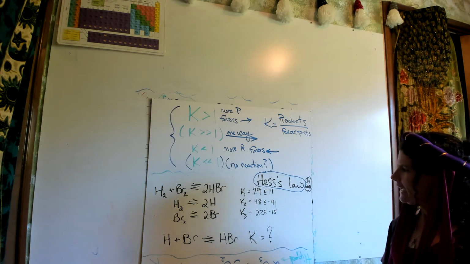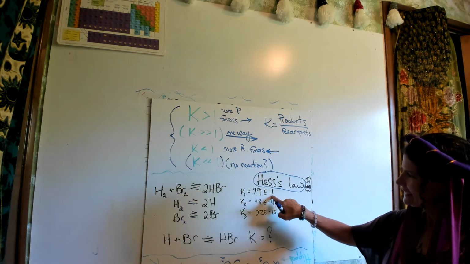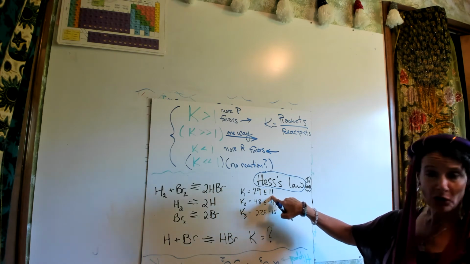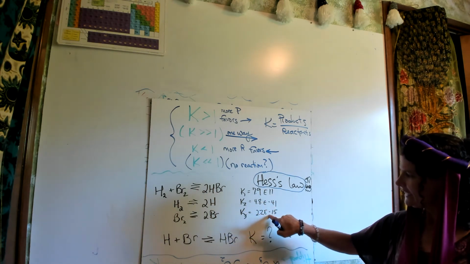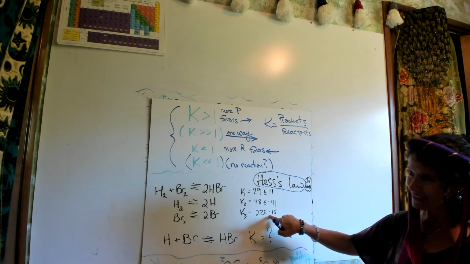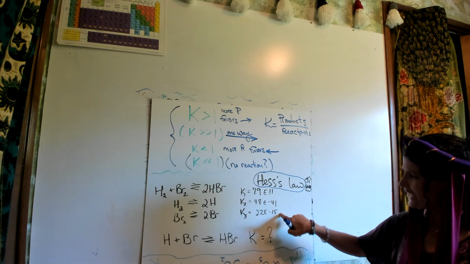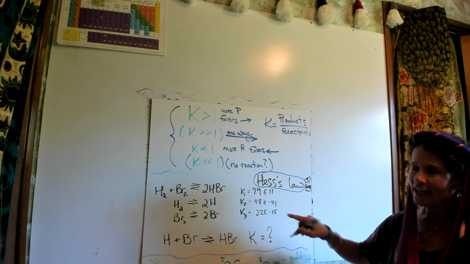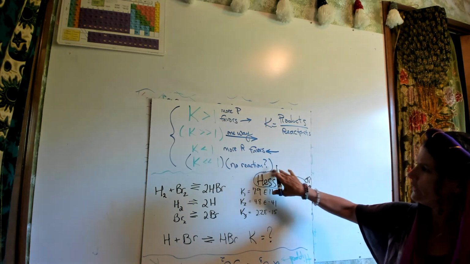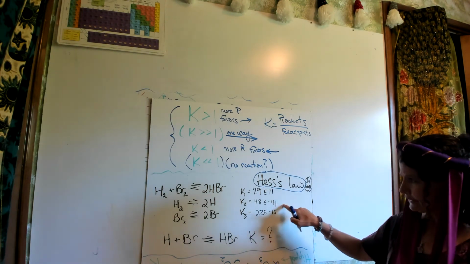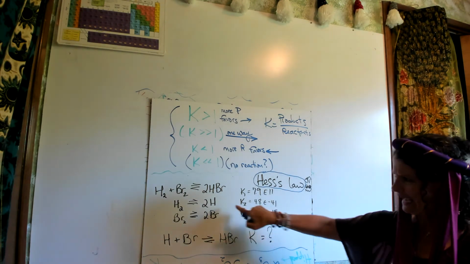All right, let's look at these numbers actually. 7.9 e to the 11th. That just means it's product favored. It's the exponent that tells us it's product favored. Negative exponents mean K is less than 1. These are reactant favored. So you're just going to tell me product favored or reactant favored. You don't have to go into the one way and no reaction. But really, this K2, that's not going to happen.